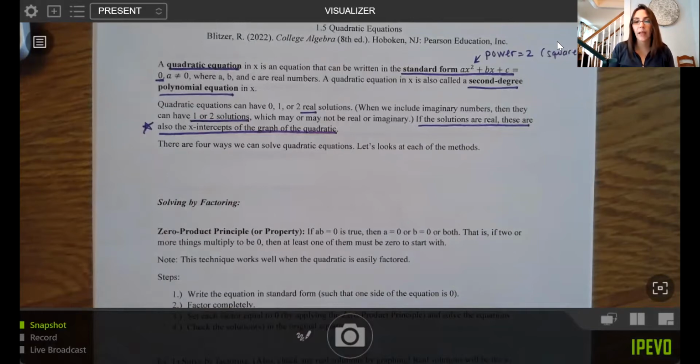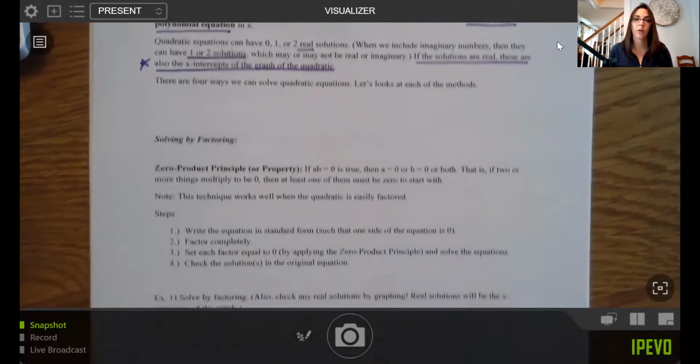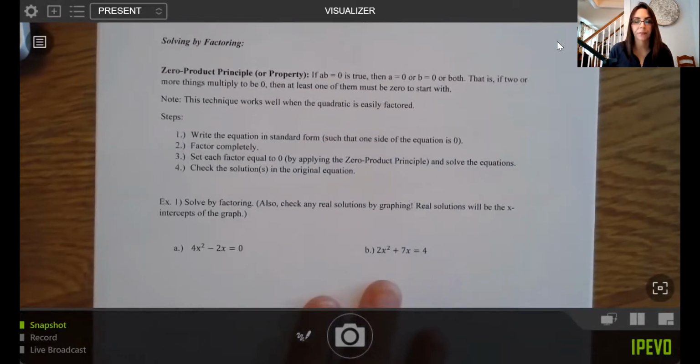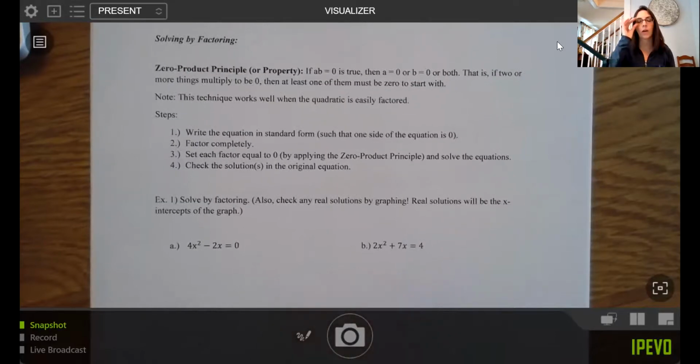Now, there are 4 ways that we can solve quadratic equations. So I'm going to show you each of the 4 methods here, and we'll do a couple examples of each type. So the first way that you can solve a quadratic equation is by factoring. So this is strategy number 1.